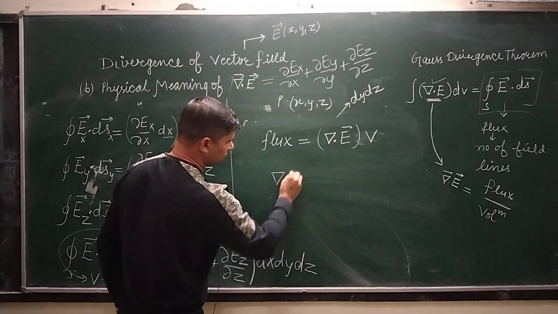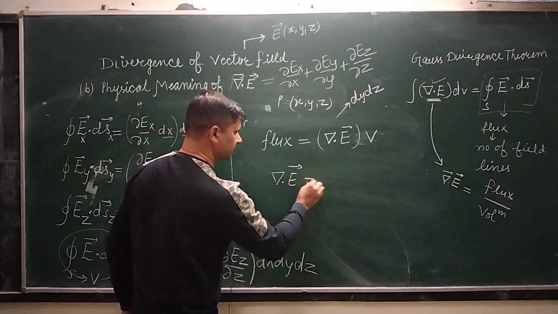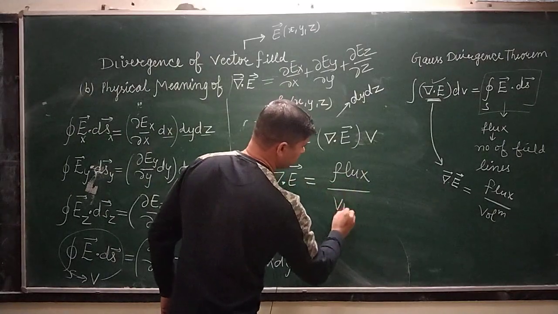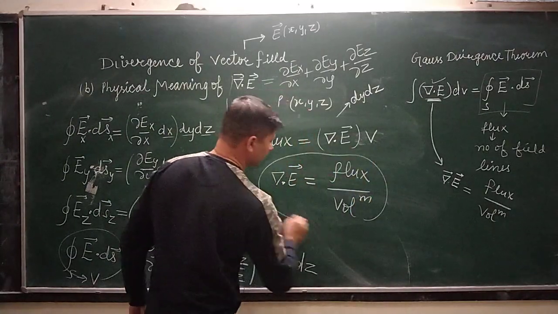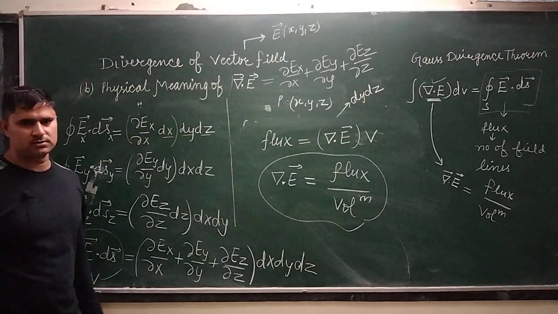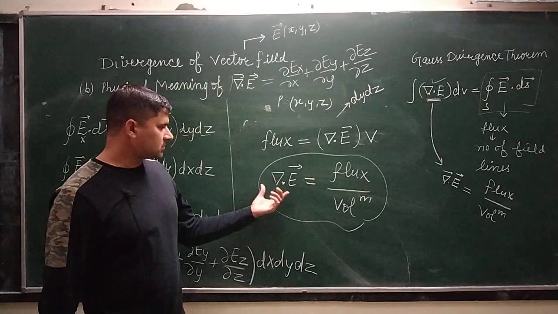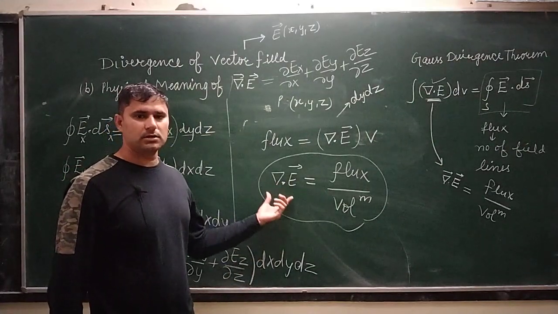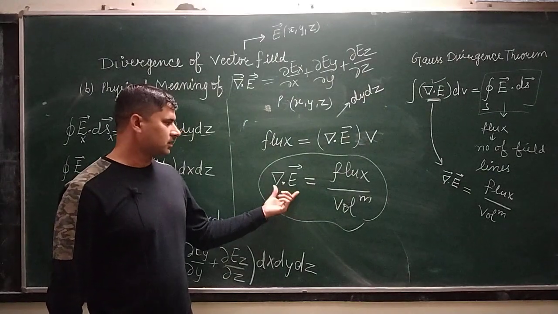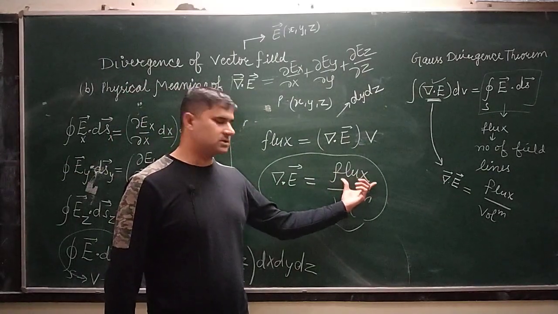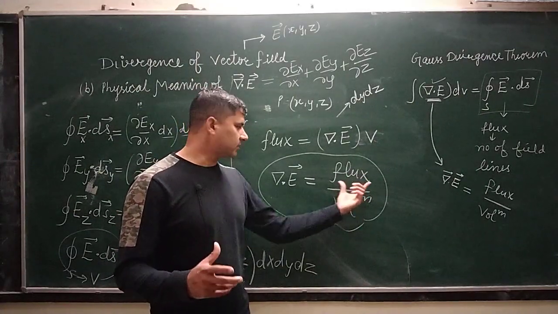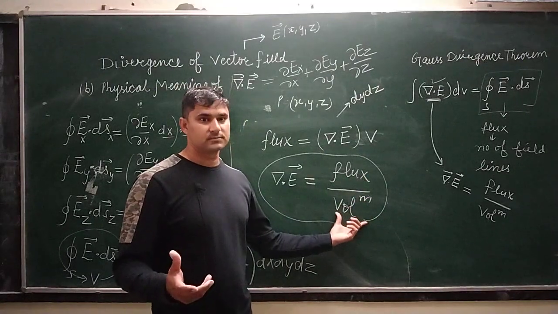So the divergence of the vector field, which is electric field here, is equal to flux divided by volume, or flux per unit volume gives you the divergence of the vector field. Okay class, so this is how you can take idea of physical significance or physical meaning of divergence of the vector field. It is basically flux diverging out of the cuboid or the volume per unit volume, or you can write it flux density simply.